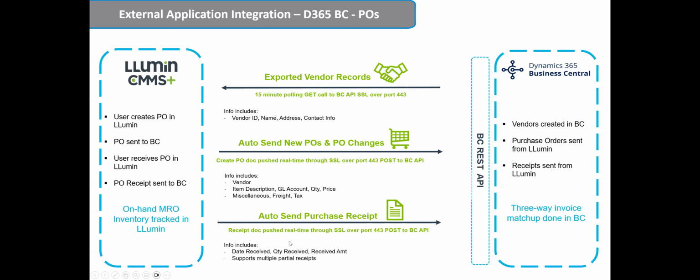And then the last thing here is going to be receipts. So once you get that delivery into your warehouse, your facility, and you receive that in LLumin, we're going to send all of that line item detail back to Business Central. So, when it was received, how much, all of that good stuff is going to come over. And then the last step with that is if you go in and mark that that purchase order is invoiced in LLumin, we send that information back over to Business Central as well.